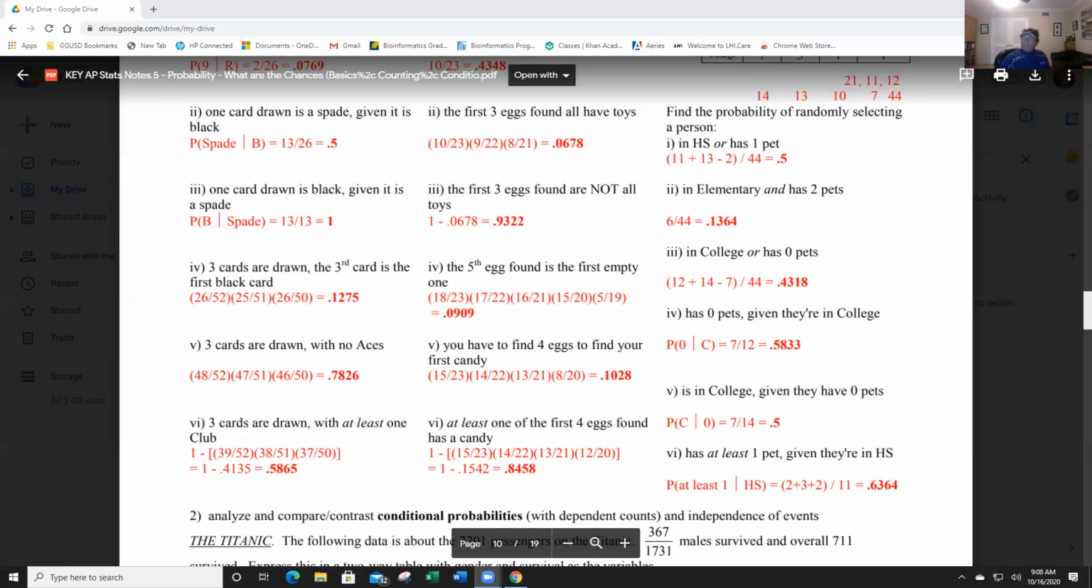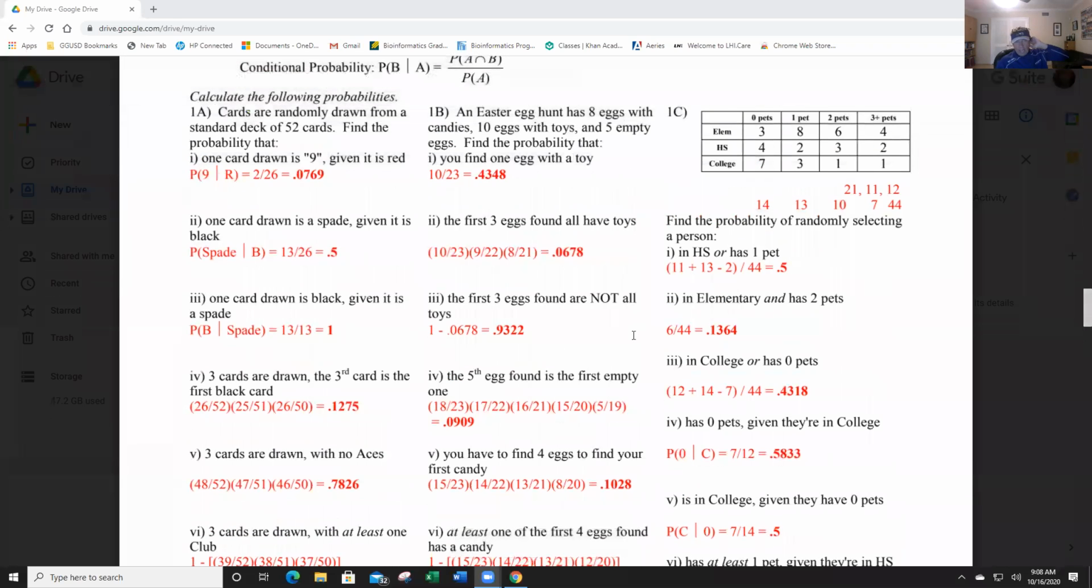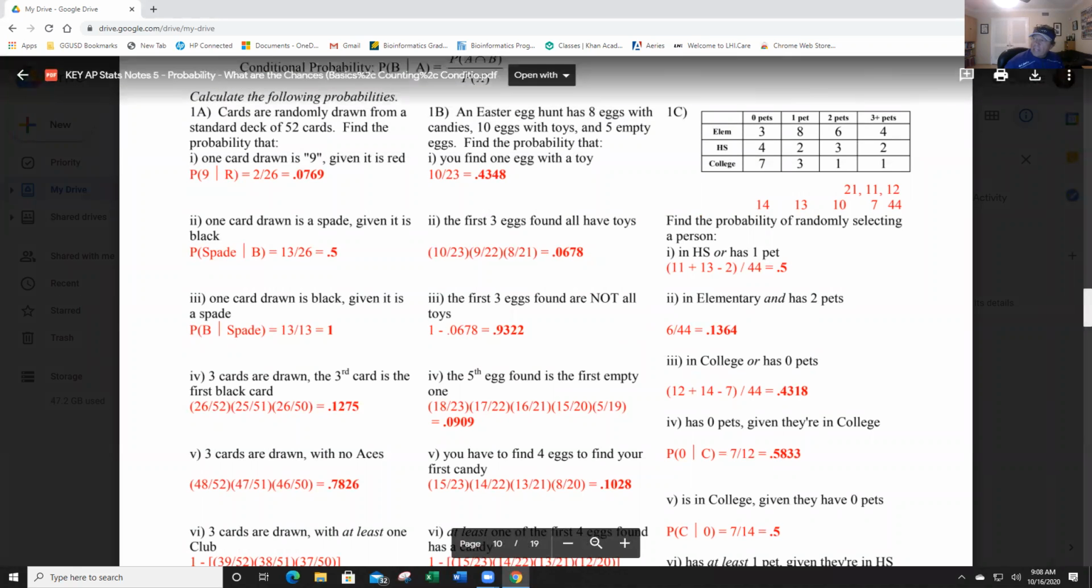Okay. Next set. Let me slide up. An Easter egg hunt has 8 eggs with candies, 10 eggs with toys, and 5 empty eggs. Oh, empty eggs, that's sad. So there are 23 total eggs. Okay, find the probability that you find one egg with a toy. One egg with a toy. That's 10/23. That's easy.